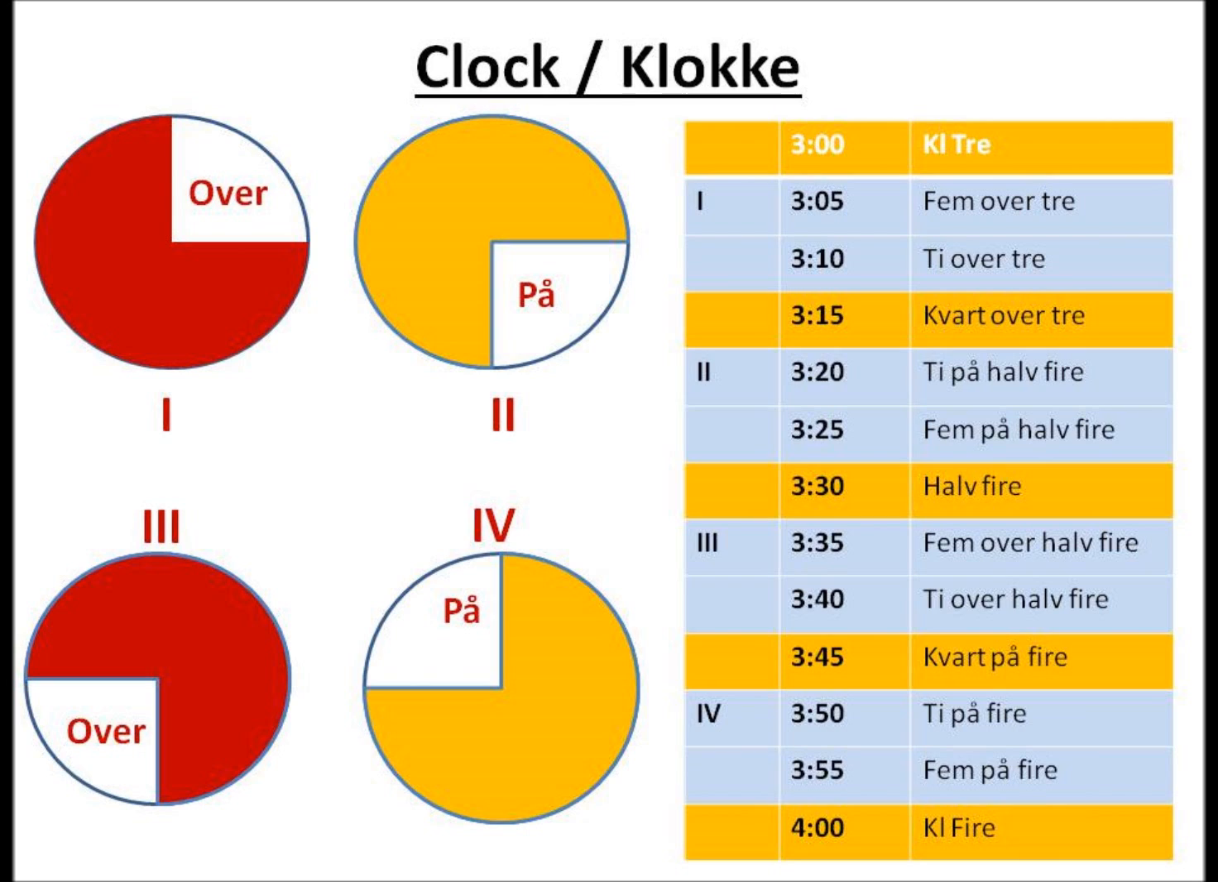So if you notice carefully, you will begin to see a pattern and the clock becomes easy. It's 5 over 3 and 5 på 4. 10 over 3 and 10 på 4. So you will begin to see the pattern. In the beginning, it is difficult to learn it by heart, but in a few days, it becomes easier and obvious.